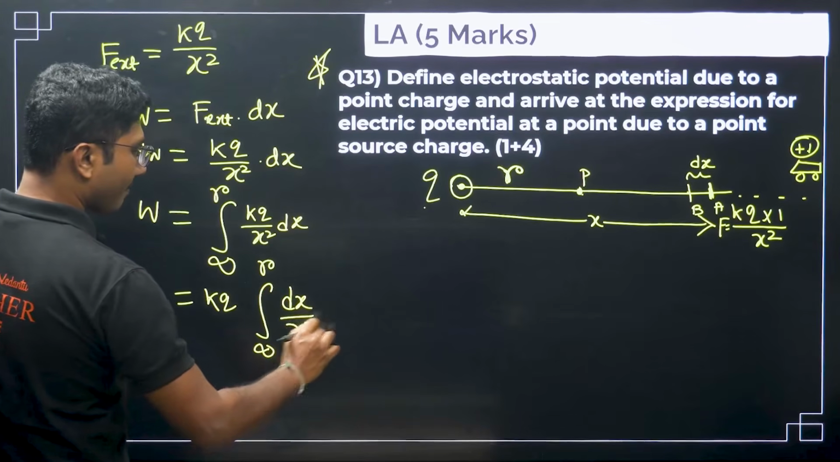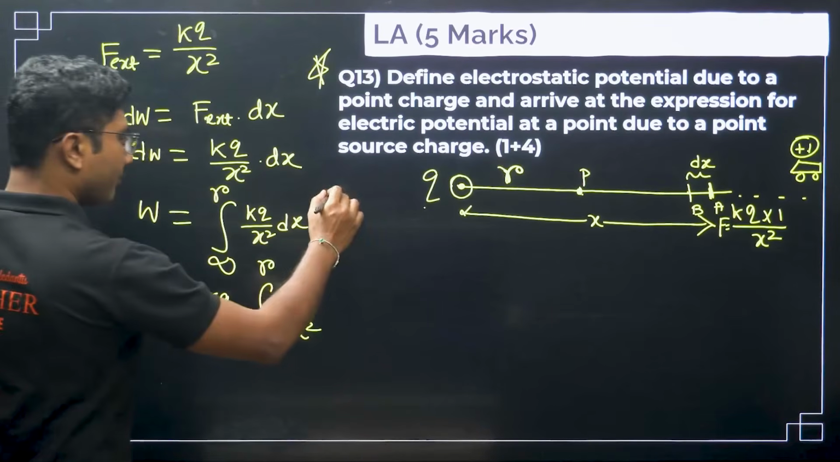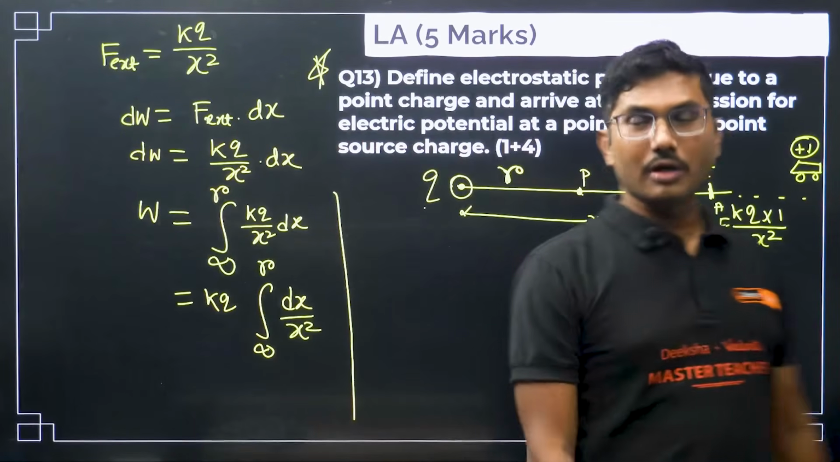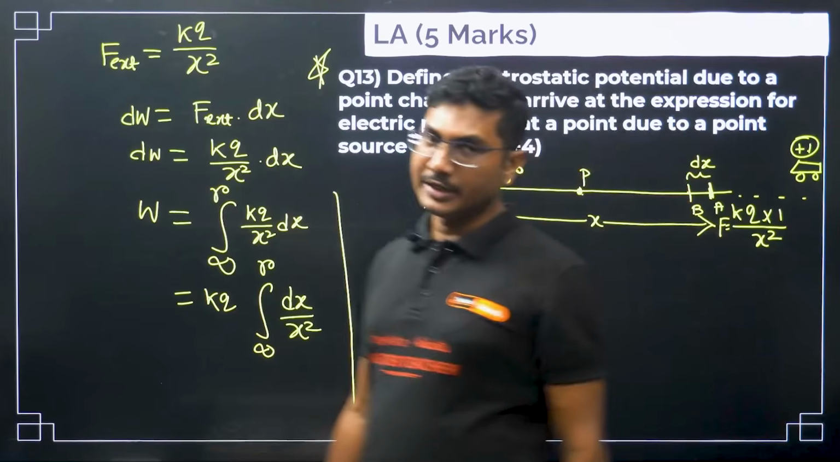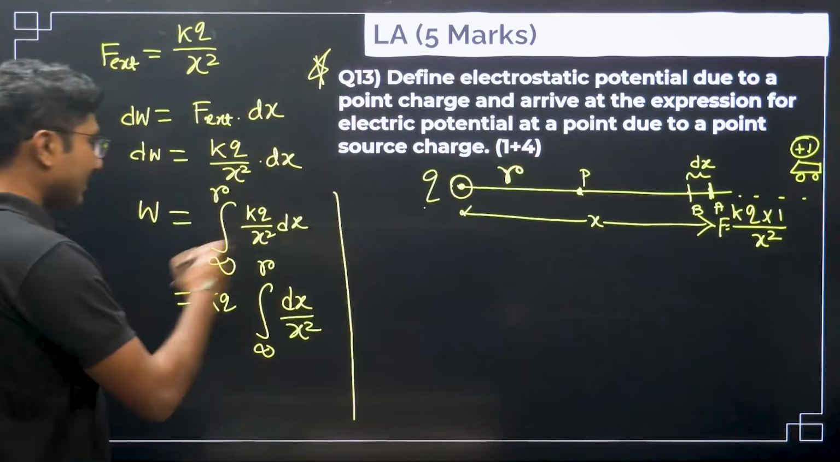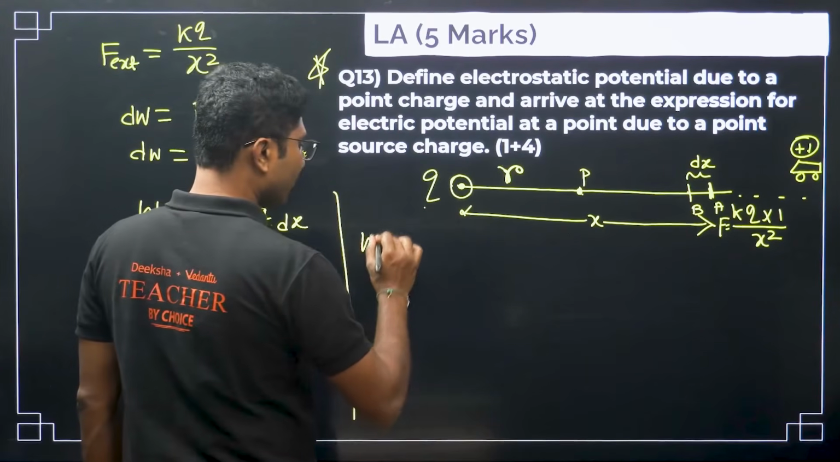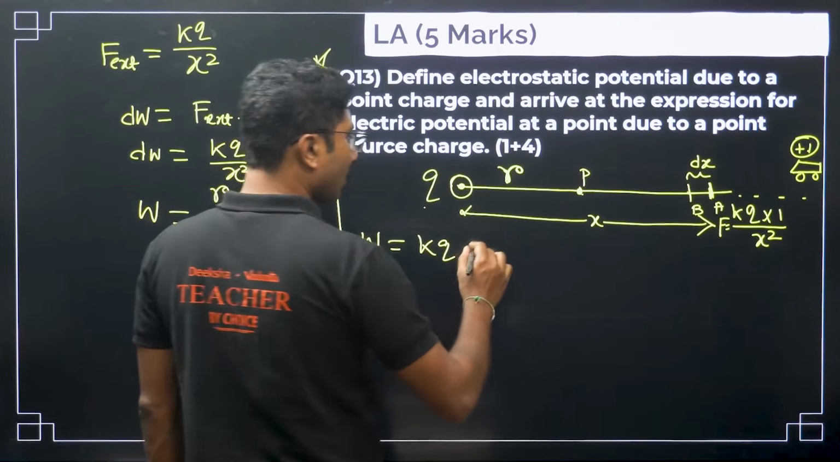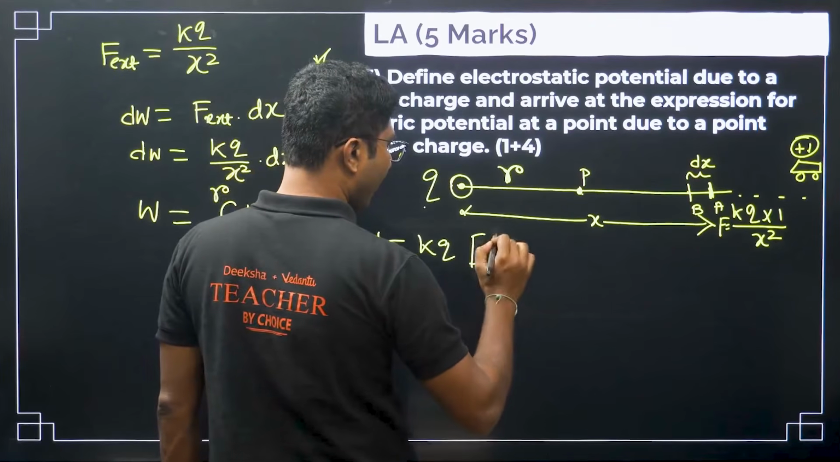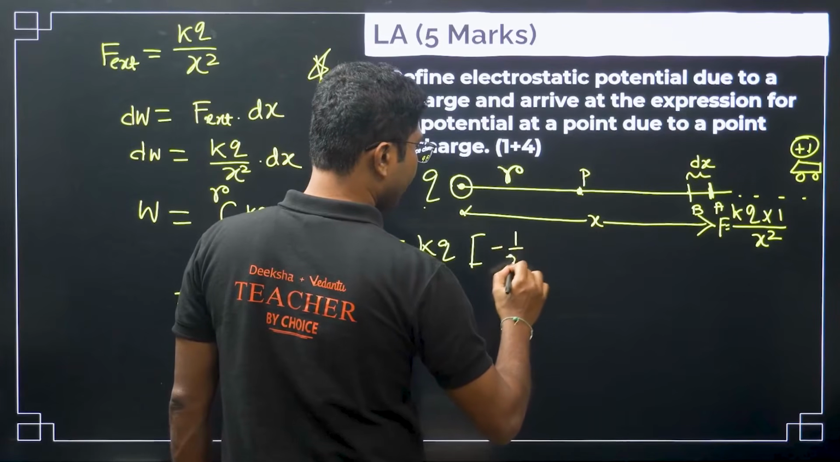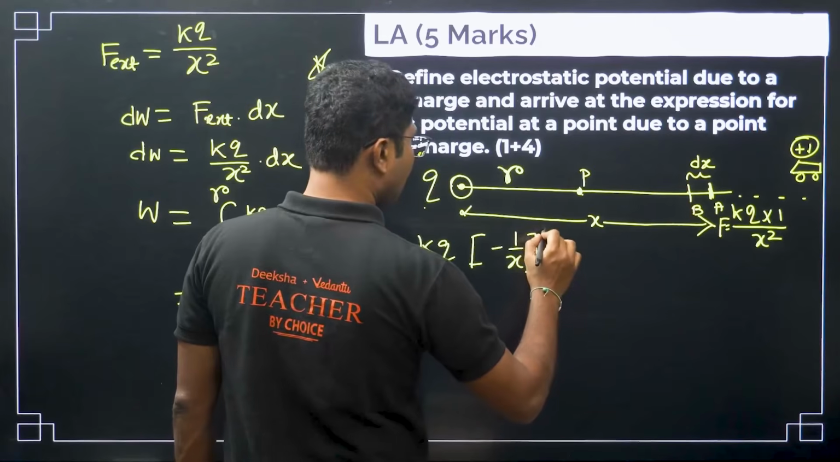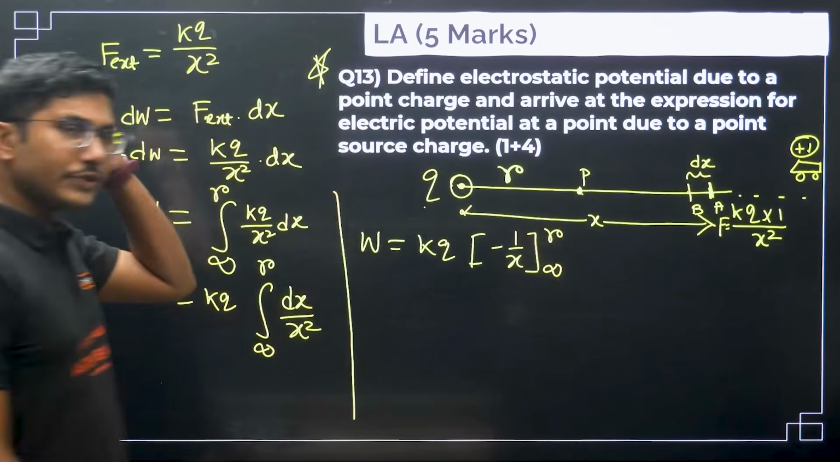Now if you have followed my bridge course class, or if you have solved integration in mathematics, then this is a very simple integration. So W equals k into q into minus 1 by x, from infinity till r. So this is the work done.